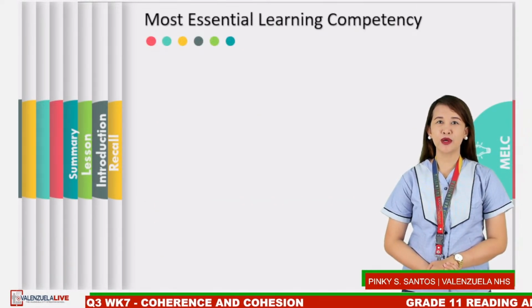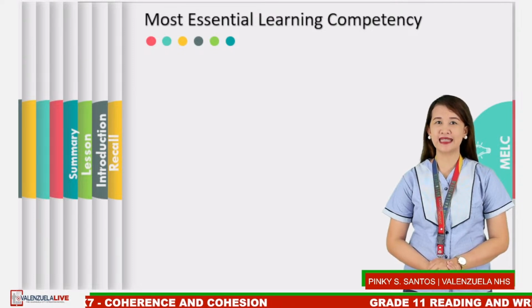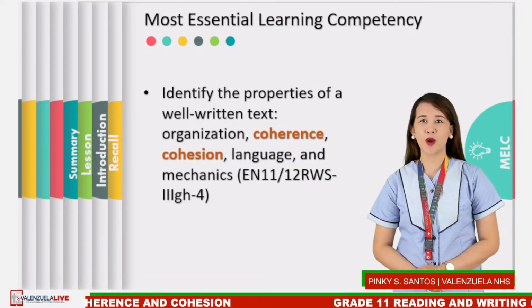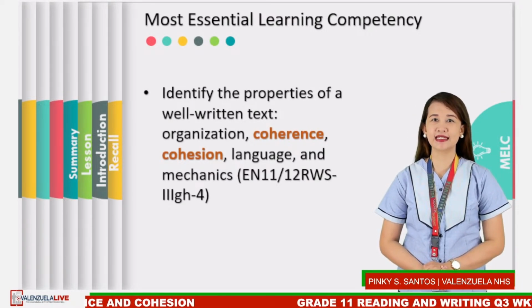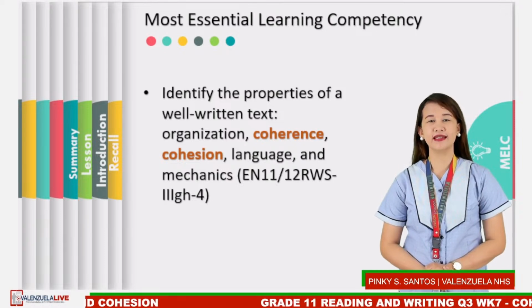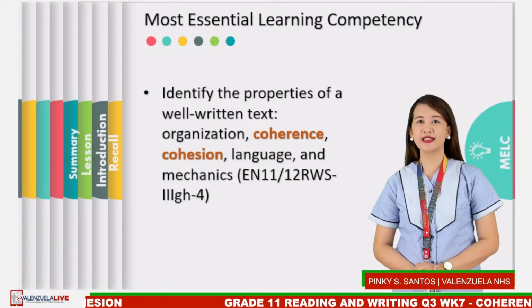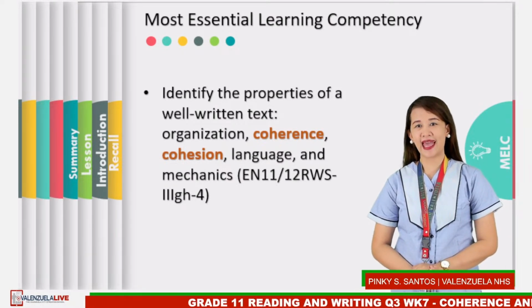First, let's have our most essential learning competency. Identify the properties of a well-written text: organization, coherence, cohesion, language, and mechanics.